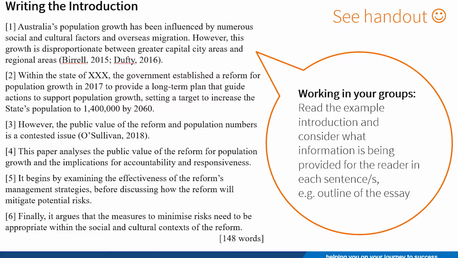When I first started doing this, I thought, how do I write that? So I found an example like this, and I thought, okay, I could use, it begins by, before discussing how. If you like the idea of those little phrases, you can write those down, or you can find other phrases in other readings. See how they've done it, to give you a little vocabulary bank of how to actually do this. So if we look at number 6, finally, it argues that the measures to minimize risks need to be appropriate within the social and cultural context of the reform. What do we finish with? What is the purpose of that last statement?